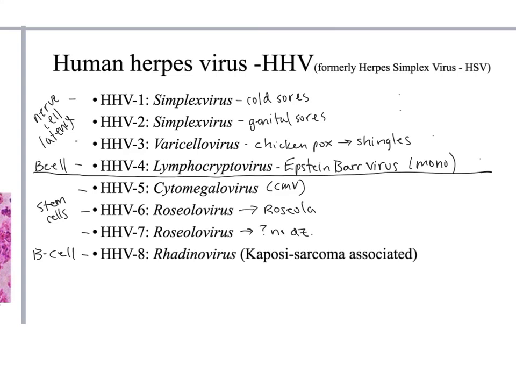And then HHV8, rhadinovirus. This is another one of the herpes viruses that can be oncogenic. It causes this Kaposi sarcoma associated illness, which basically causes tumors only when the host is super immunocompromised. The virus actually targets a tumor suppression pathway. So we started to see lots of cases of this showing up in the early 80s, and that was a big tip-off that there was something else going on there. We see this in association with HIV and AIDS.